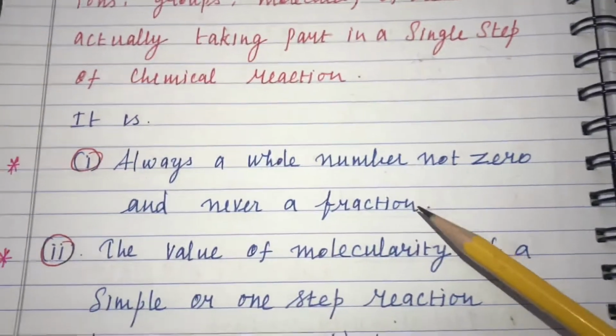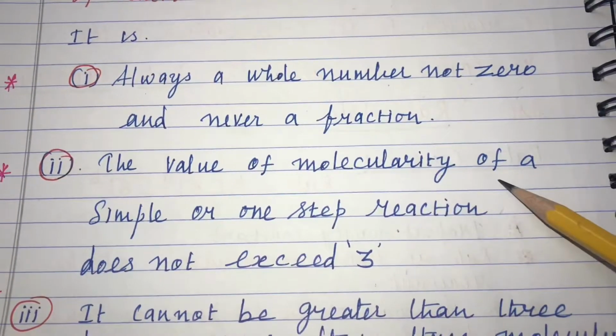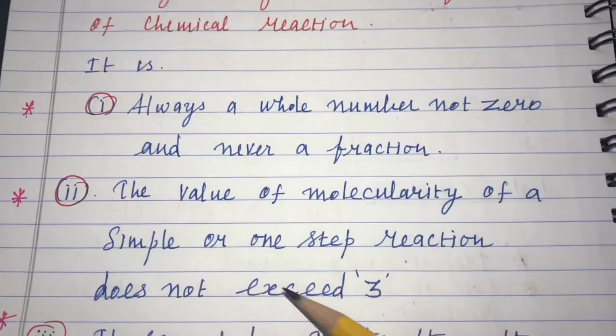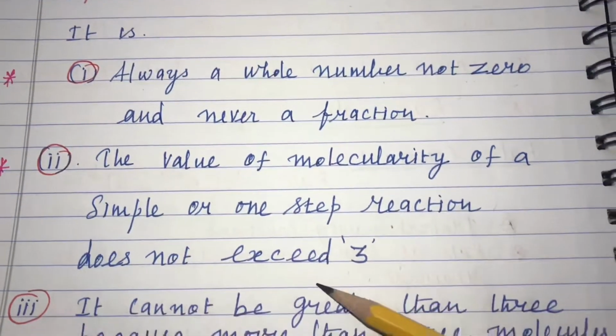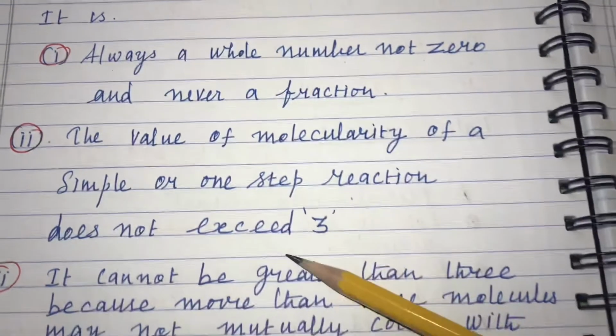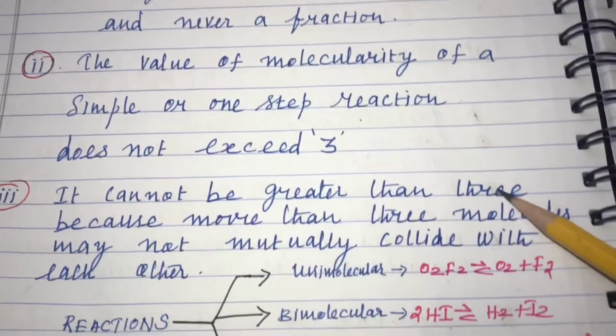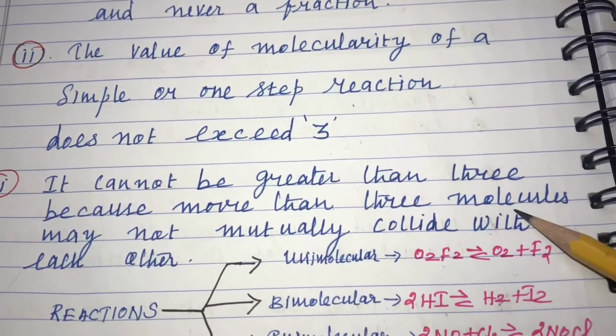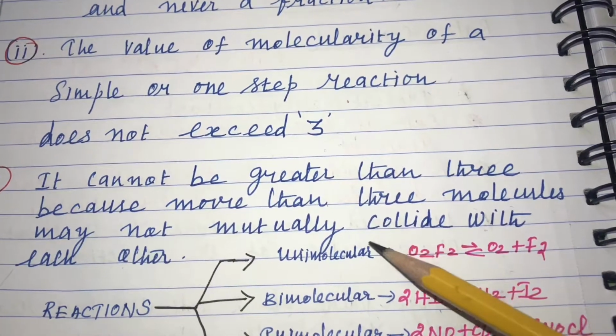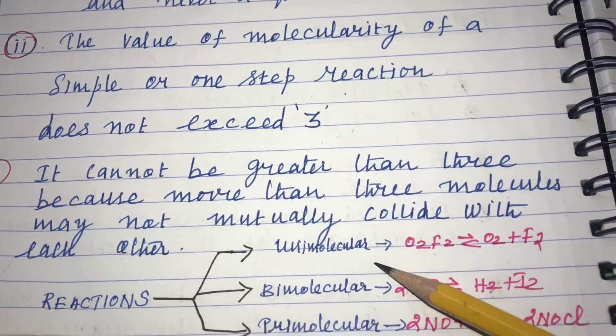The molecularity of a chemical reaction is always a whole number, not zero, and never a fraction. The second point is that the value of molecularity for a simple one step reaction does not exceed 3, because more than 3 molecules may not mutually collide with each other.